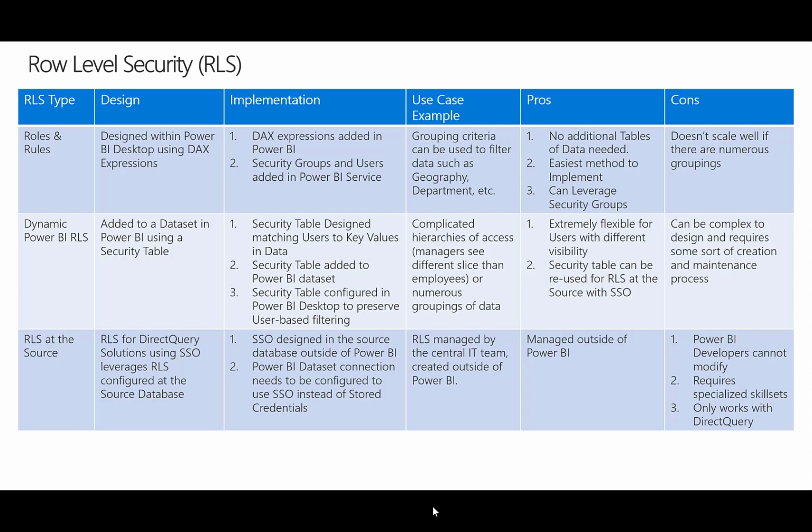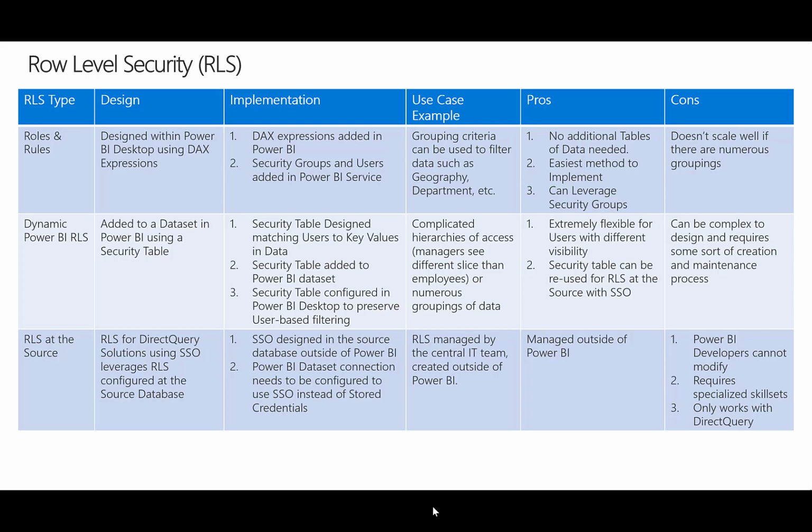West division, and the people in each division are only allowed to see the data for their division. You could create a DAX expression that filters for East, and that would be the group called East. Likewise, you could do the same for Central and West. Then when you publish to the service, you can assign users and security groups to those divisions. Very easy to implement, but if there gets to be a large number of complex groupings, then it doesn't always scale well. In that case, you'd want to look at dynamic row level security.